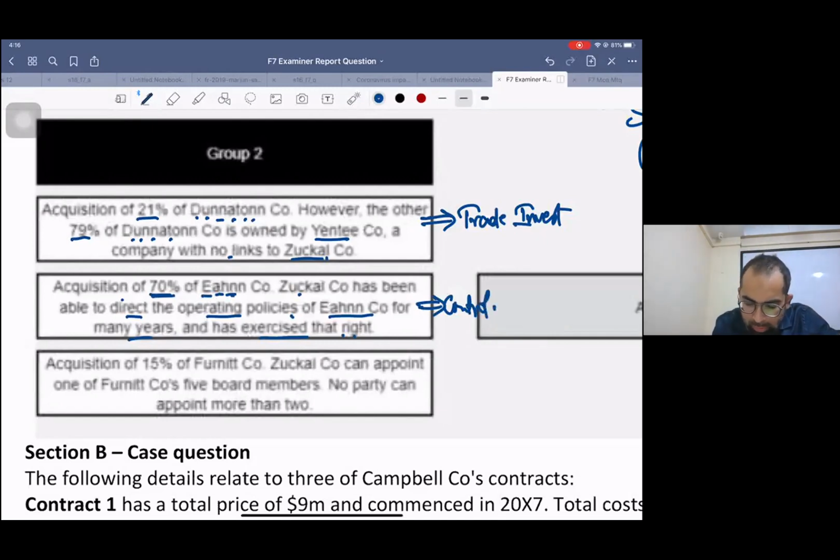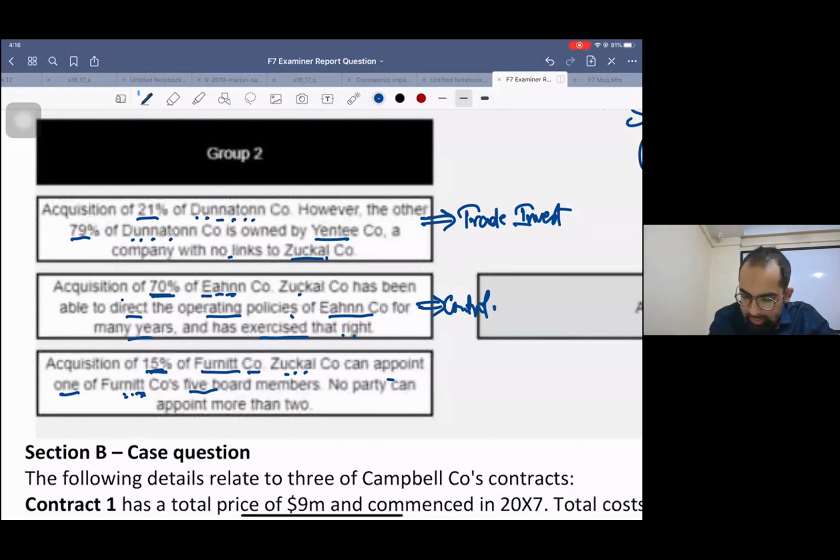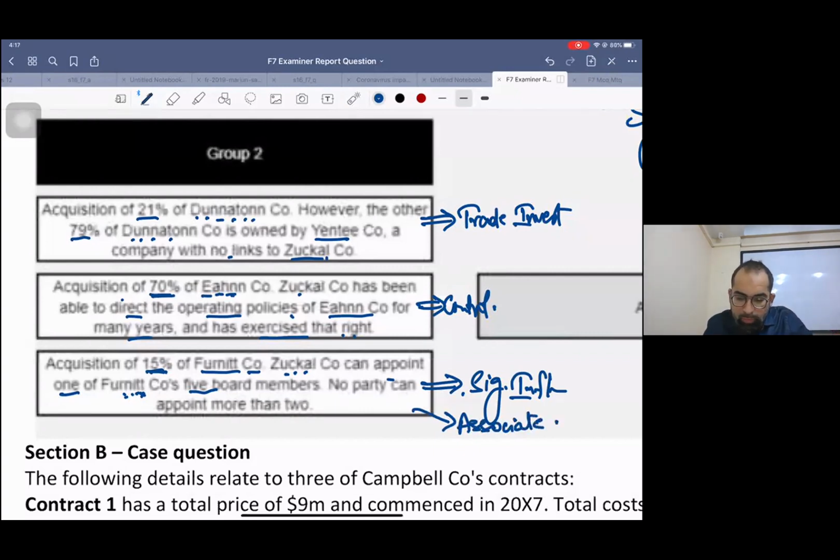Now, acquisition of 15% of F company. Apparently this is 15%, which is less than 20. But let's see what we have. Z company can appoint one of F company's five board members. So we'll have a voice in the board. We can participate in the decision making. So yes, this is significant influence, and this is your associate. Right? So this was a very good question. In the second group, we have F company as associate. In group one, we have C company as associate, right?